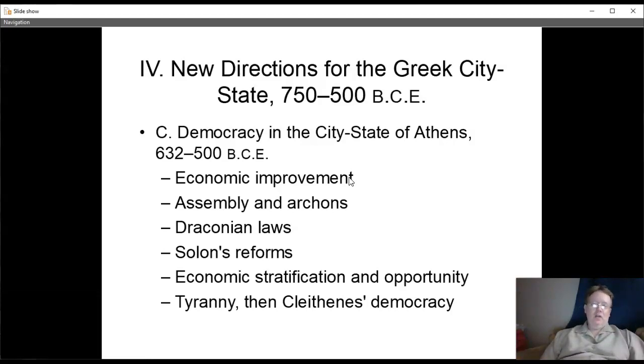Now, it doesn't last that long. Matter of fact, I think it lasts a century. And then it sort of falls apart. But for this time, after Solon, we have a real closest thing to modern democracy we'll have. The closest thing to modern democracy we'll have for over 2,000 years.